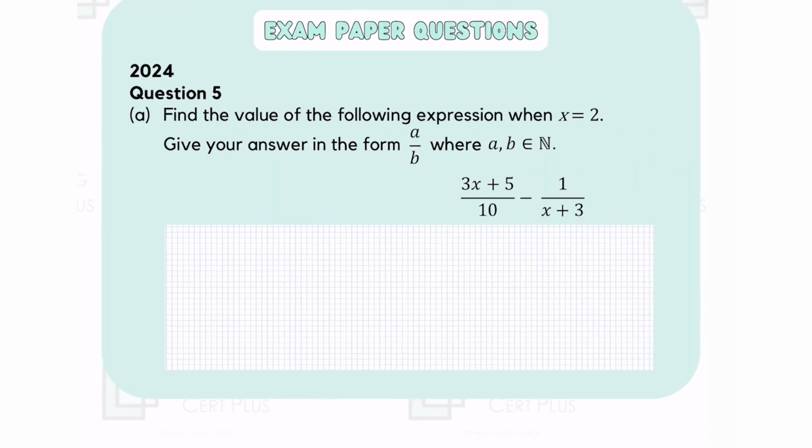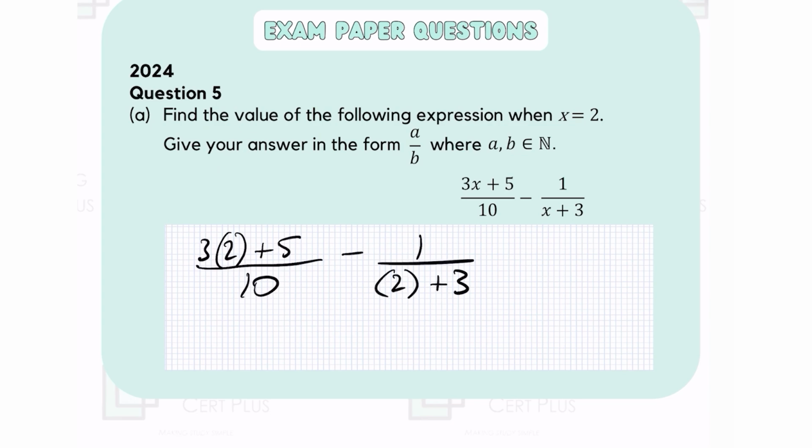This is quite a recent exam, 2024, question 5, part A. It said find the value of the following expression when x is 2 and give your answer in the form a over b, which means leave your answer as a fraction just like we did a moment ago. So let's not change our tactic. Let's write out the question again, except everywhere we have an x, we're going to replace it with a 2. And then on the second part of our question, I'm going to put the 2 into a bracket. Again, you don't actually need the bracket here, but if you want to play it safe and get it right every single time, this will never go wrong for you.